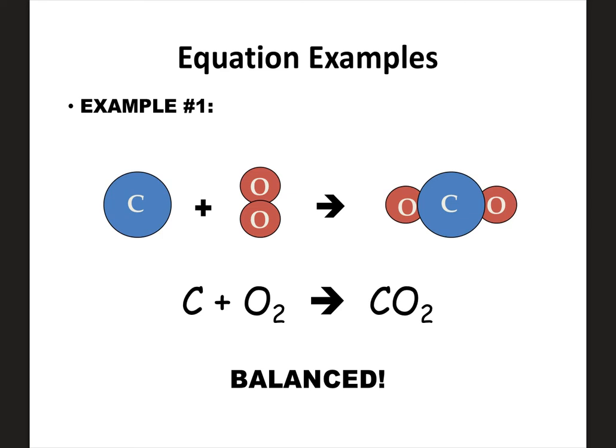If you look at this, you can clearly see this is balanced, okay? You have 1 blue atom on the left side, on the reactant side. You have 1 blue atom on the product side. You have 2 red oxygen atoms on the left, and you have 2 red oxygens on the right. So this would be balanced, okay?